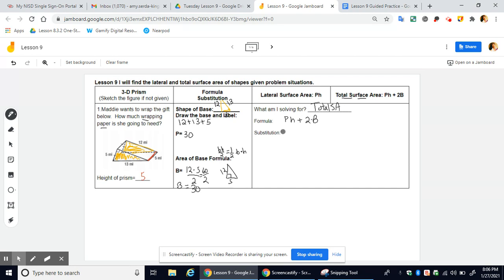So my perimeter measures 30 times the height, and the height of the prism is what we're looking for, not the height of the triangle. So I'm going to bring that over, plus the area of the two bases, so 2 times 30. When I use my Desmos calculator and I type all of that into the calculator, that gives me a total surface area of 210 units to the second power. Okay, so we are modeling problem number 1 in this lesson.